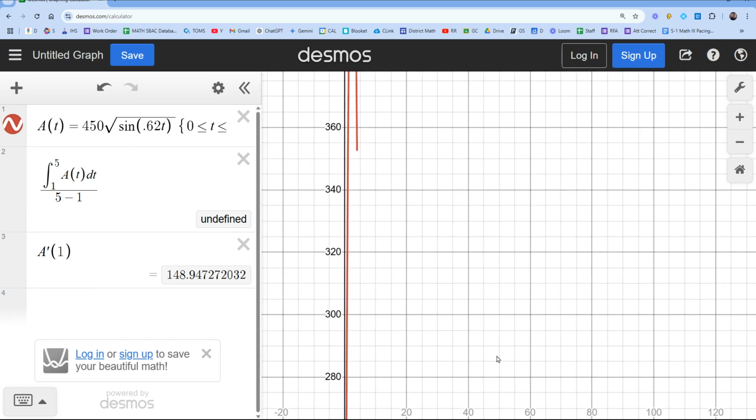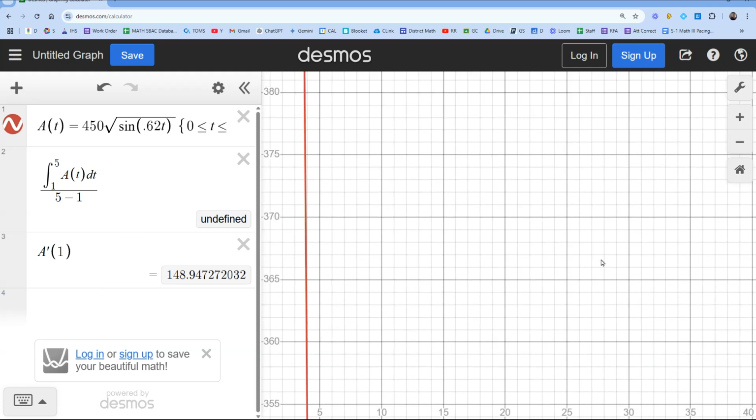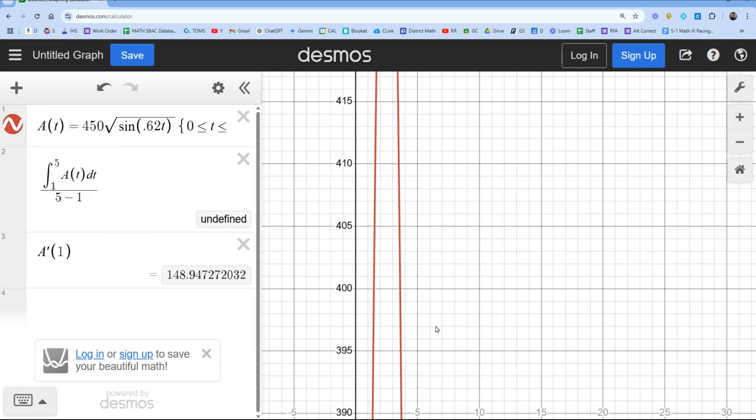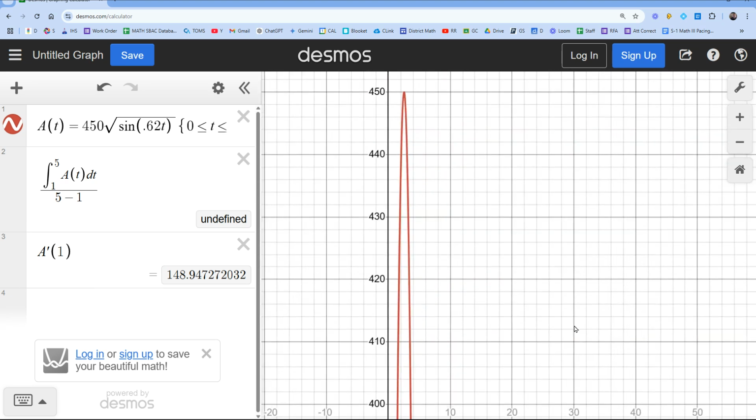And I'm interested in that 400, right? So that's why I'm moving the graph around so I can see 400. So right here is 400, and it goes up from there. But you can see what the graph is doing.